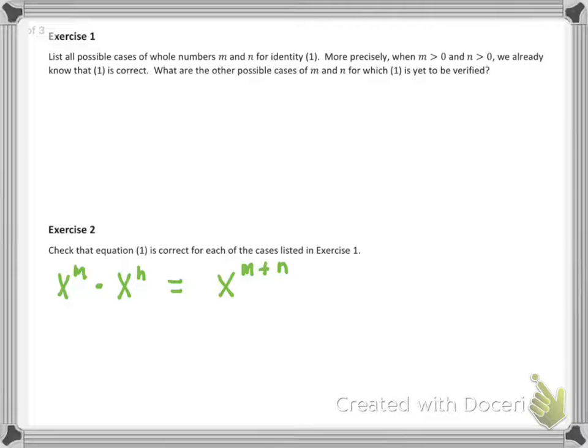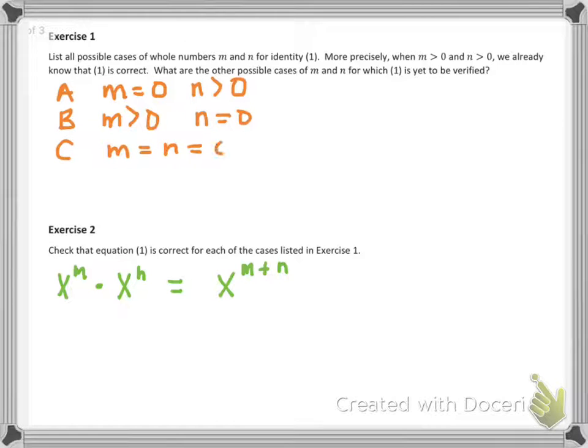Okay, so let's just check all of these equations and make sure that they're going to work. There are three cases in which 0 can be involved now, and let's call this case A. Case A would be when m equals 0 and n is still greater than 0. Case B would be when m is still greater than 0, but n is equal to 0. And case C would be when m is equal to n and they're both equal to 0. So if both m and n are 0, then we want to check that as well. So let's do those three and see if our thought of anything raised to the 0 power is 1 works all the time.